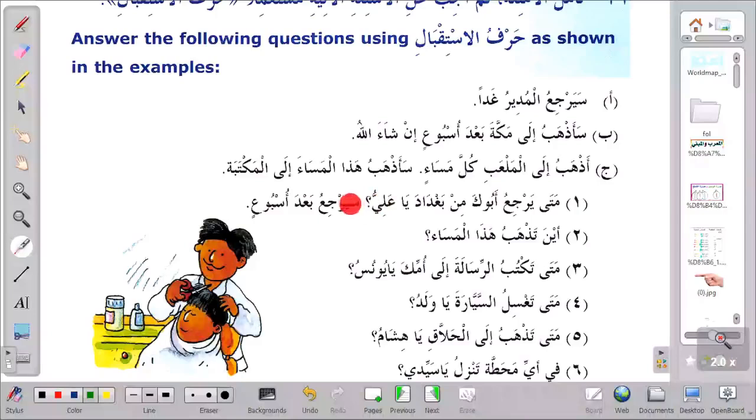Then he says that Sayarjo, he will return. So this is the capital of Iraq, right? Sayarjo ba'da usbu'in, he will return after a week. So you see this scene again. So that's what we are talking about in this lesson.